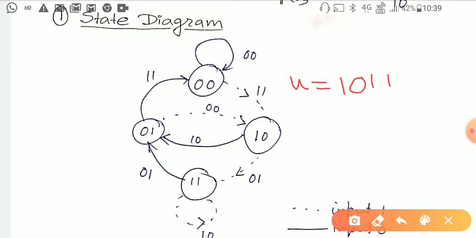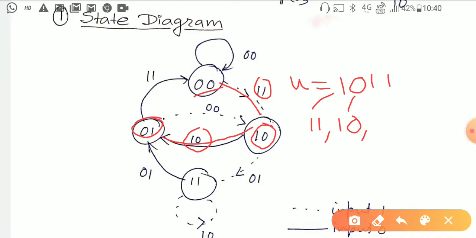Initially we assume that the present state value is 0 0. When you apply 1 as the input, it moves to this position, and at that time the output is 1 1, so you write down 1 1 for the first one. Now the present state becomes the next state value 1 0. From this 1 0, the input applied is 0. For the 0 input, the next state value is 0 1. So what will be the output in this case? This is 1 0.